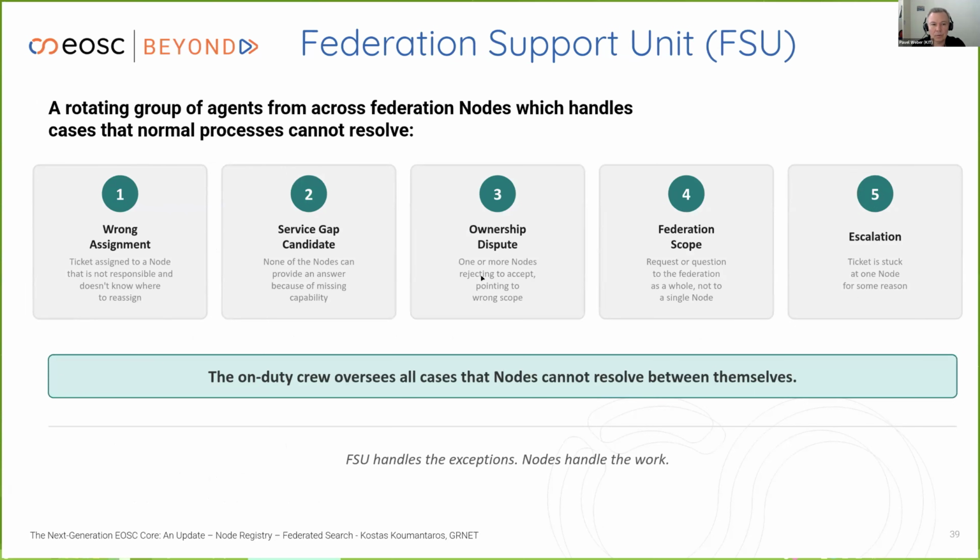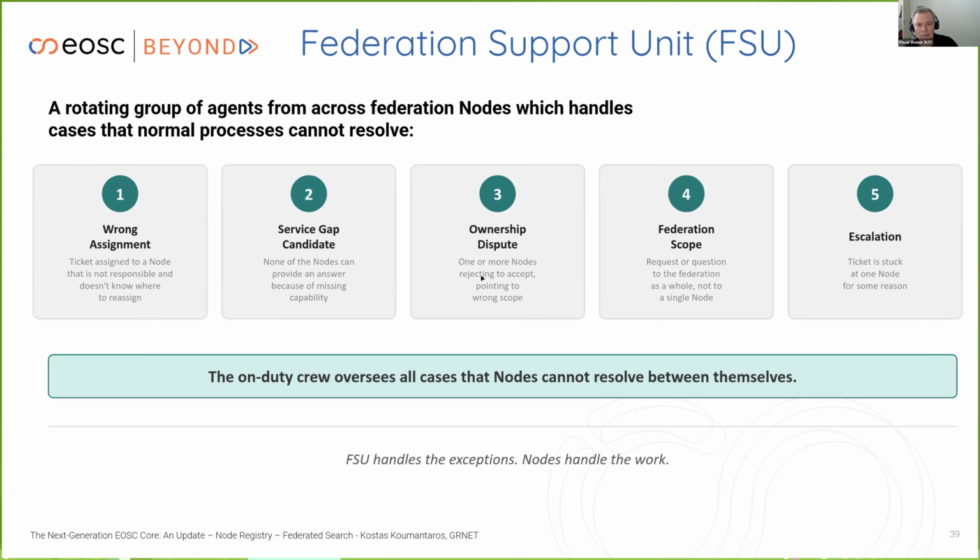So when the ticket is assigned to the wrong node, service gap candidate, so the ticket is assigned to some node which doesn't have a particular service, or the service is absent in the whole federation. Ownership dispute, so the nodes cannot decide who should basically take care of the request from the user. Federation scope is that the request is at the federation level, so the nodes cannot basically answer it, cannot process it. And the escalation when the ticket is stuck at some node.